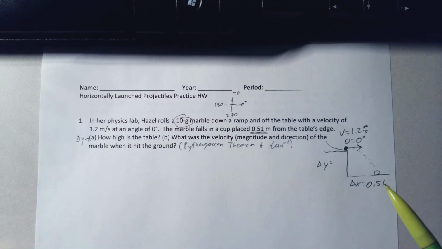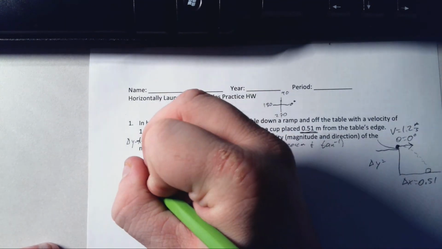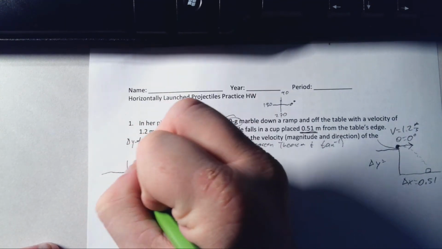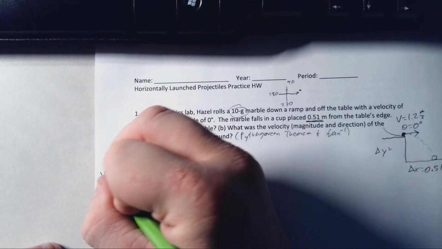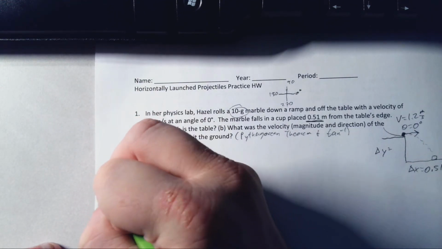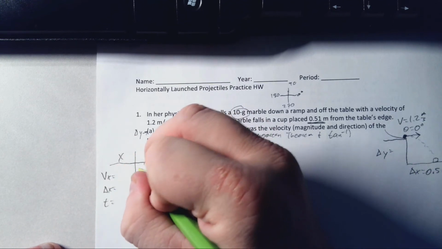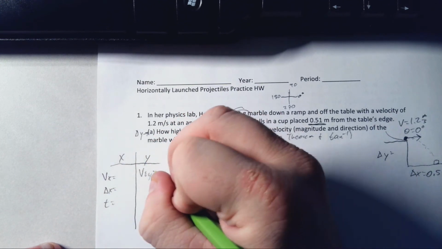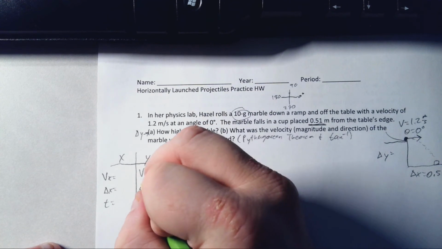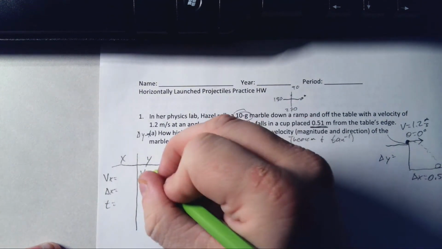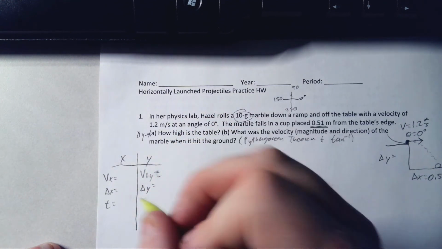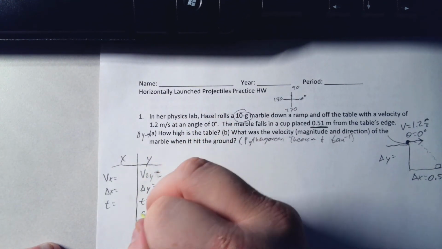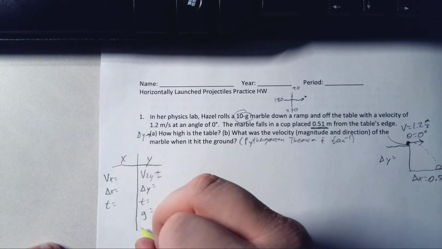Okay, so let's go ahead and set up our chart over here. x direction, y direction. Vx, delta x, time, Viy. You can see I'm very fast to be able to write this because I've done it a million times with my AP problem solving. Time, gravity, and Vfy.